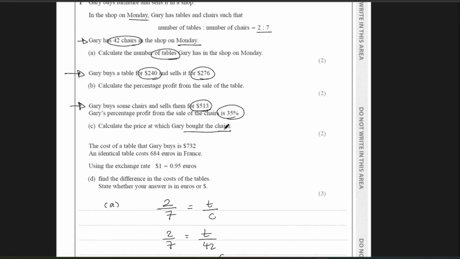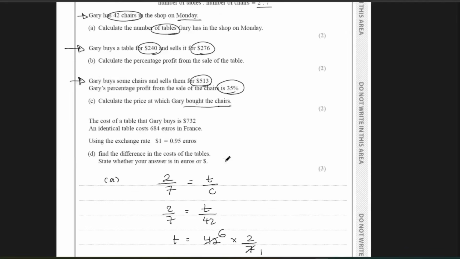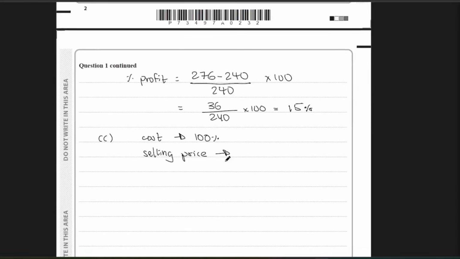So we need to calculate the cost price. The cost price is the original. We always treat the original to be 100% when we use percentage. We can say the cost is 100%. The selling price, what is the selling price? Since he has made a profit of 35%, his selling price in terms of percent would be 100 plus 35%, which is 135%. So this is in terms of percentage.